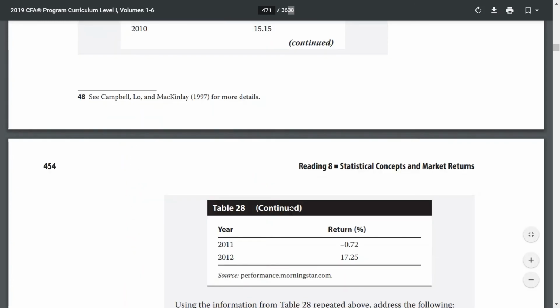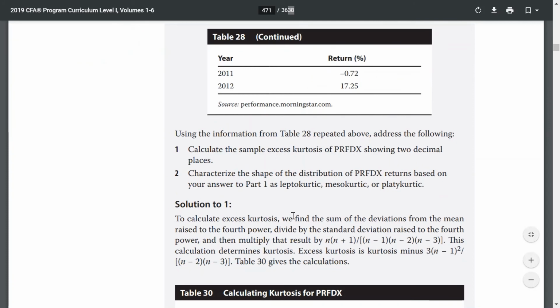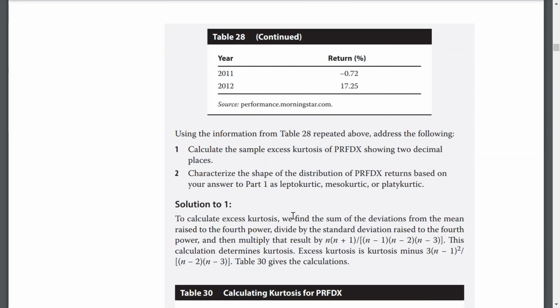Using the information from table 28 repeated above, address the following. One, calculate sample excess kurtosis of PRFDX showing two decimal places. Two, characterize the shape of the distribution of the PRFDX returns based on your answer to part 1 as leptokurtic, mesokurtic, or platykurtic. Solution to 1, calculate excess kurtosis.